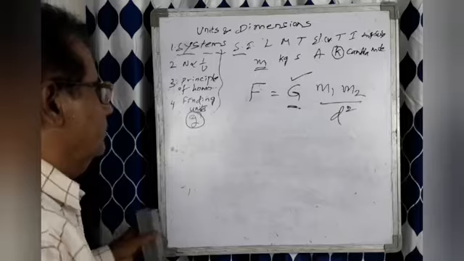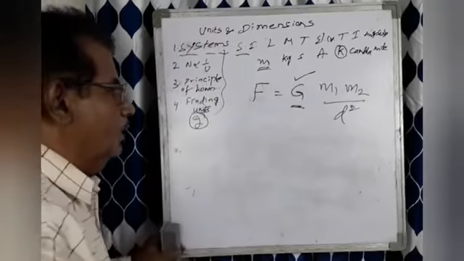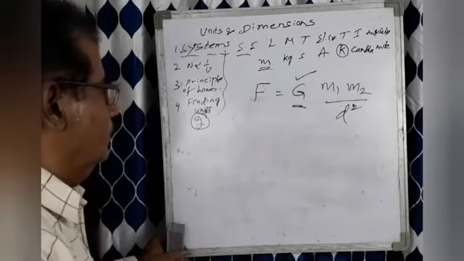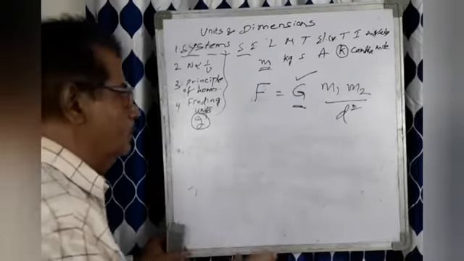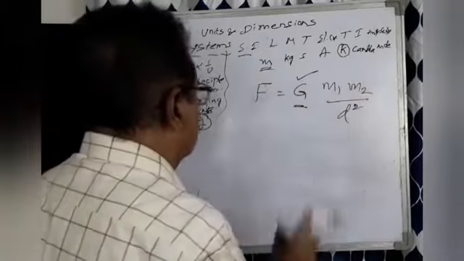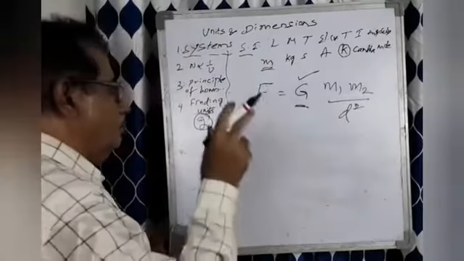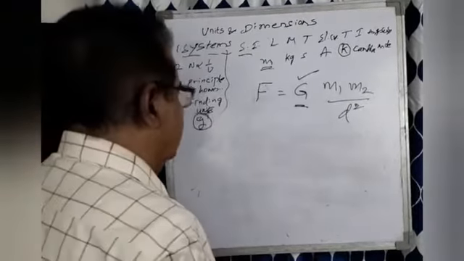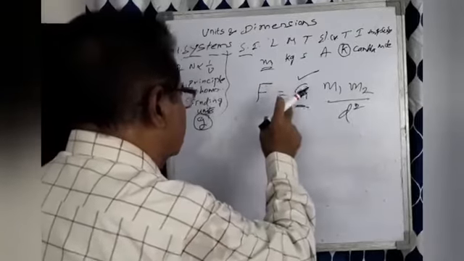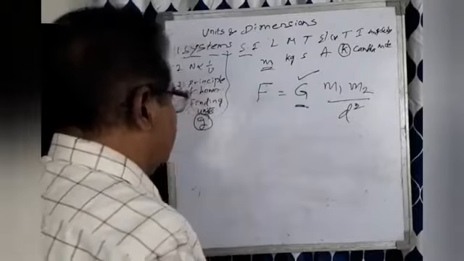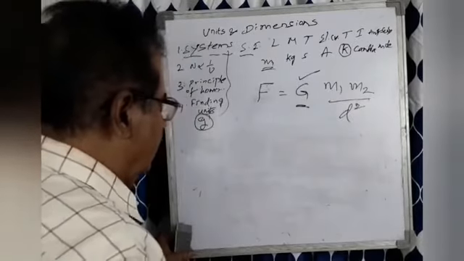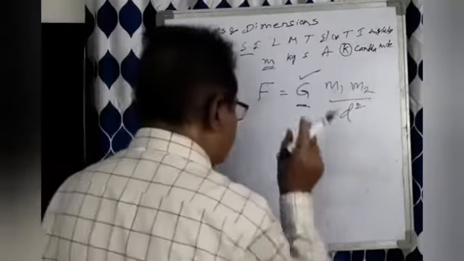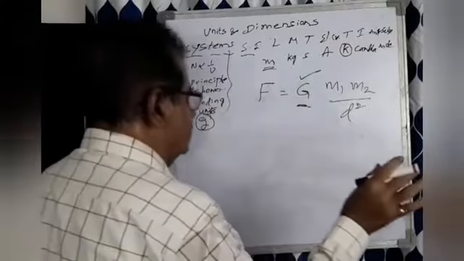So F is equal to G into m1 m2 by d square is called the gravitational force of attraction between any two bodies of masses m1 and m2 separated by a distance d. Now here the constant of proportionality, capital G, is called Newton's universal gravitational constant. And how to find the unit for that?